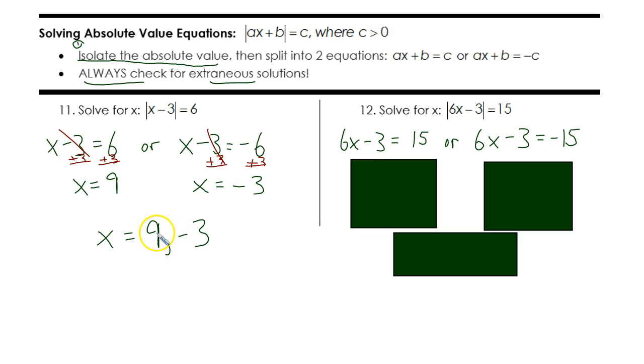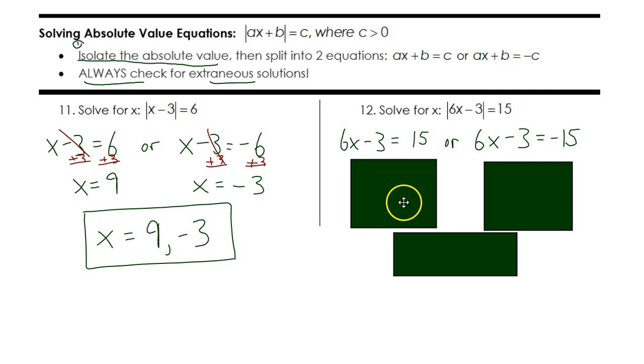You can do this in your head or in your calculator, but you should always check your solutions to make sure that they work. In this case, I'll check 9 minus 3 is 6, and the absolute value of 6 is 6. That works. Negative 3 minus 3 is negative 6. The absolute value of negative 6 is positive 6. So they both work. I know that both solutions are good.